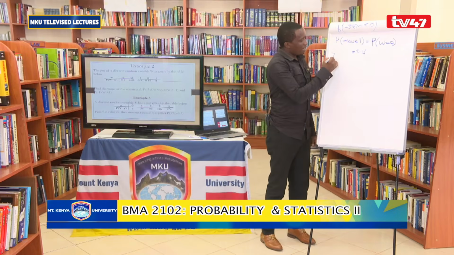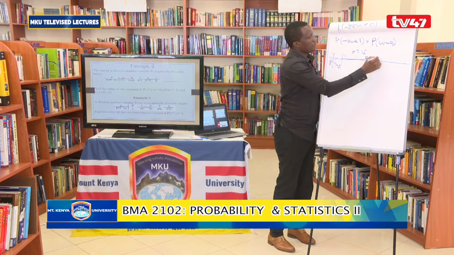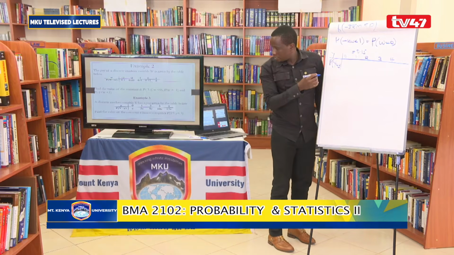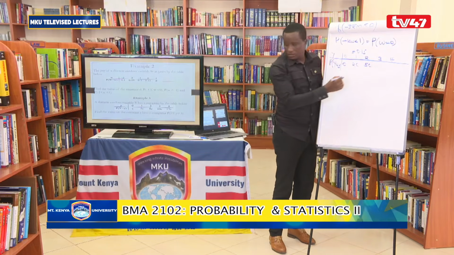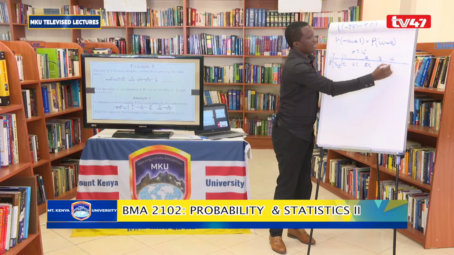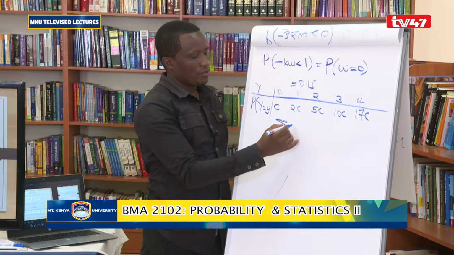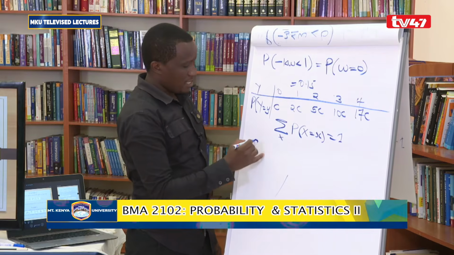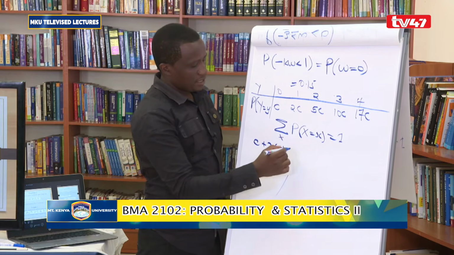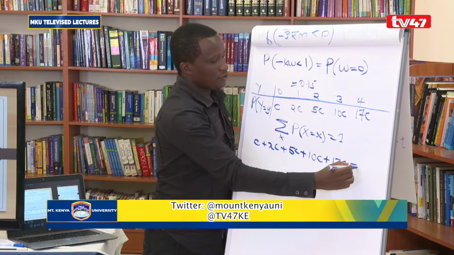And clearly, Y is given as 0, 1, 2, 3, and 4, with probabilities C, 2C, 5C, 10C, and 17C. If we apply the concept of the summation of all x of probability of X equals x equals 1, then we get that C plus 2C plus 5C plus 10C plus 17C should be equal to 1.